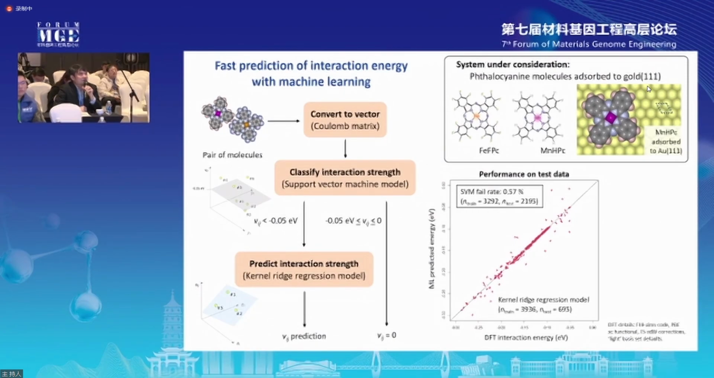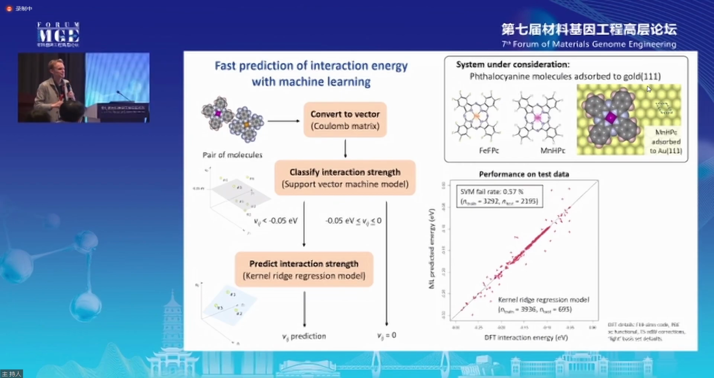In my previous implementation, in the earlier version, we had two layers of support vector machine. If the molecules were really close, we had a separate kernel ridge regression estimator for the really high energy predictions. But the high energy predictions were not so important for the self-assembly. For the Monte Carlo, they were so high in energy that they were rejected during the sampling. Oh, I see. Okay, thank you.